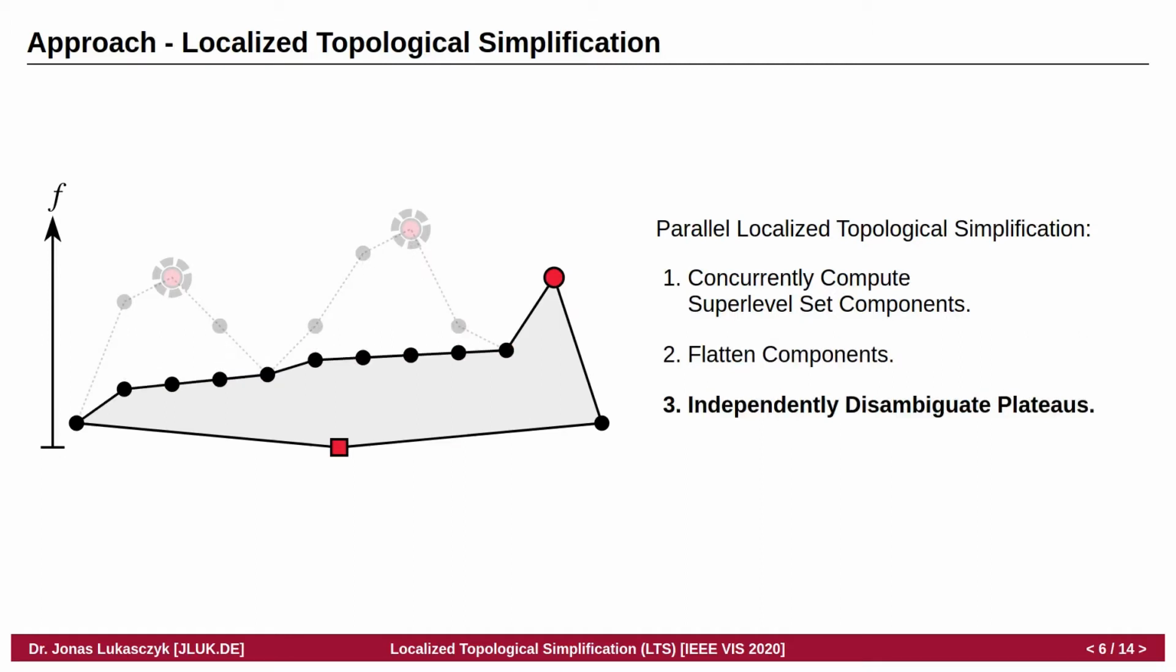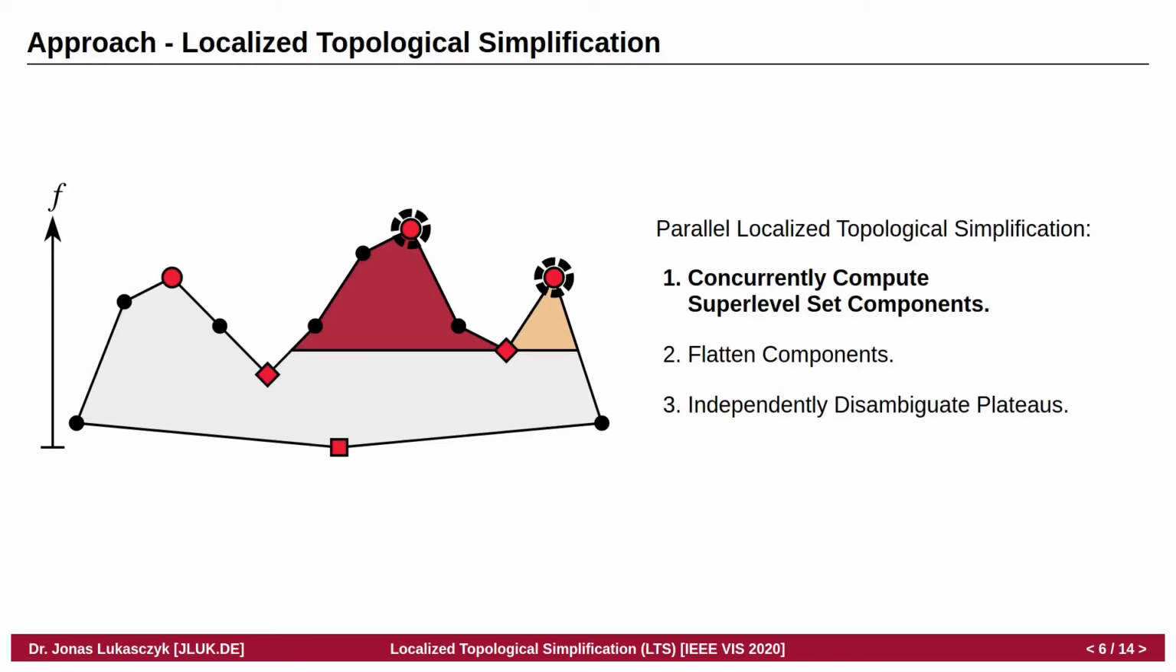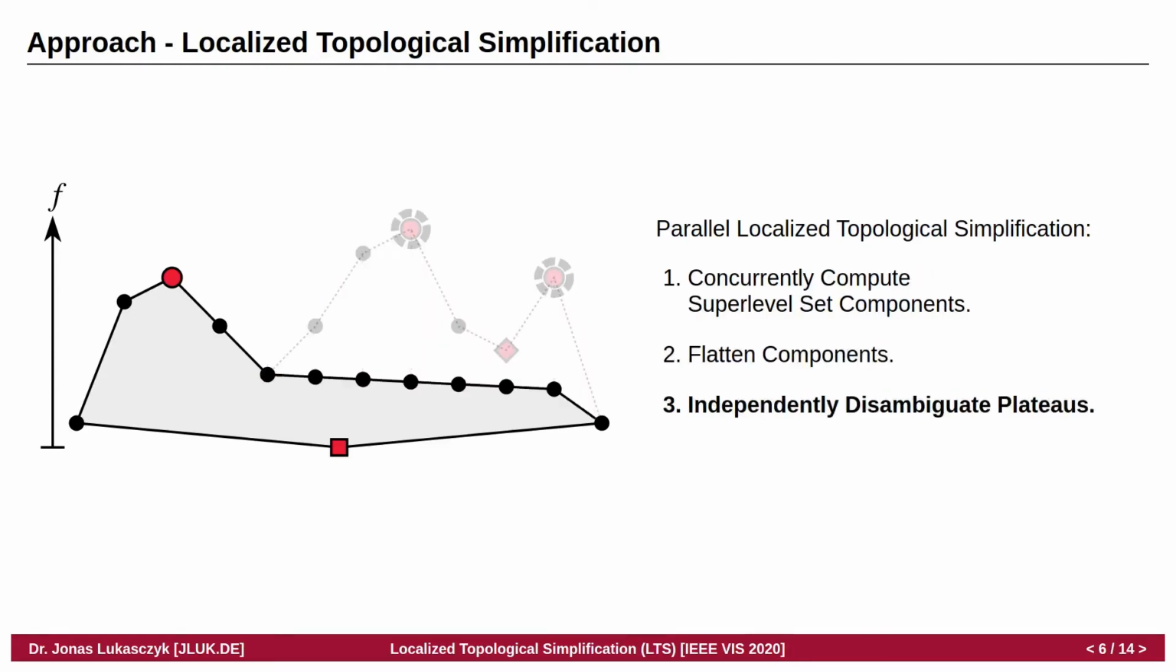In the case where multiple superlevel set propagations reach the same saddle, then we need to continue the propagation until we find a saddle with an unvisited larger neighbor. This is the case which requires some light synchronization at the saddles. Then we can flatten and disambiguate the combined regions at once.